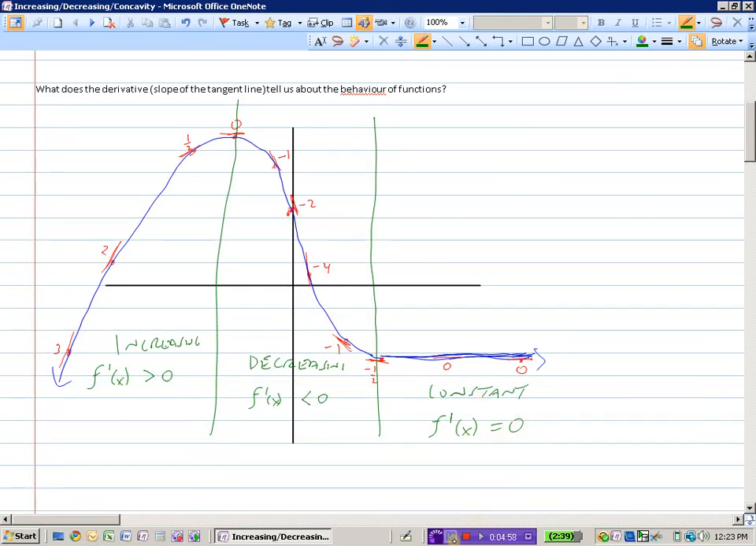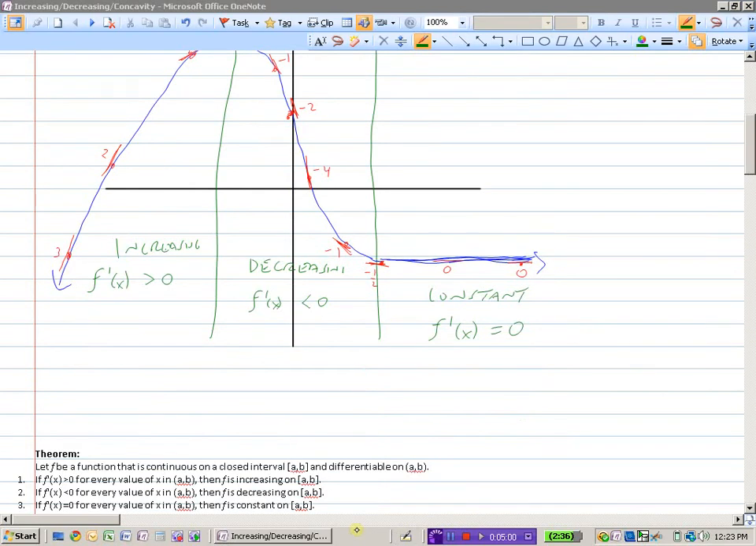And that leads us to this theorem. Let f be a function that is continuous on a closed interval a to b. So continuous function, we had one right here. And we could close the interval off. We could actually end it. Instead of these arrows, we could end the graph right here. So we have a closed interval.